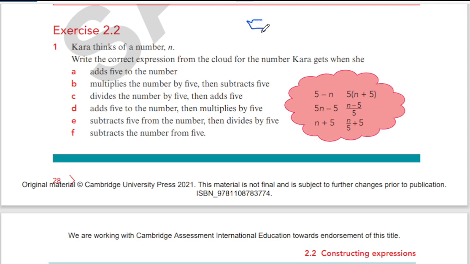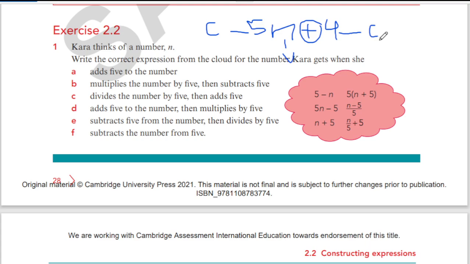Suppose 5n plus 4. This is an expression in which 4 is a constant, n is a variable, and 5 is a coefficient, and the plus sign is an operation. An expression is formed by using these elements: coefficient, variable, operation, and constants. Whenever we use these things, we form an expression.